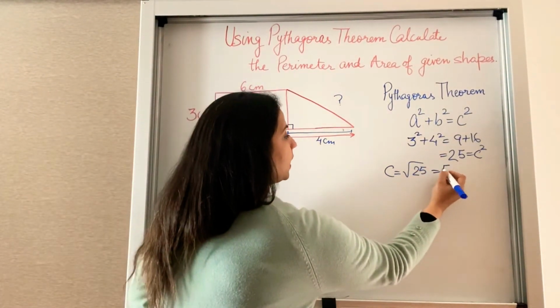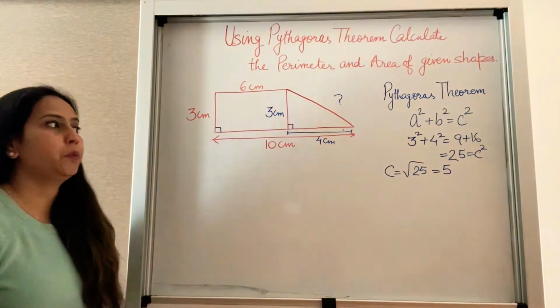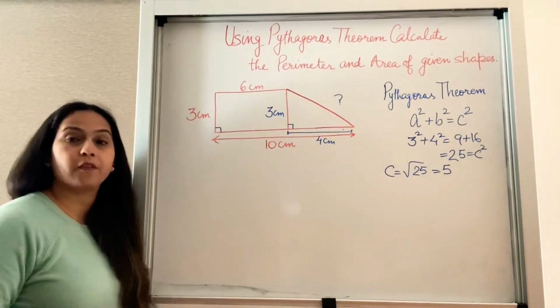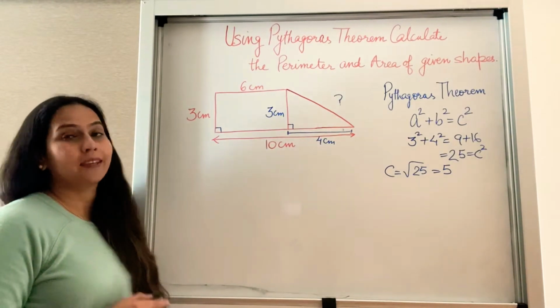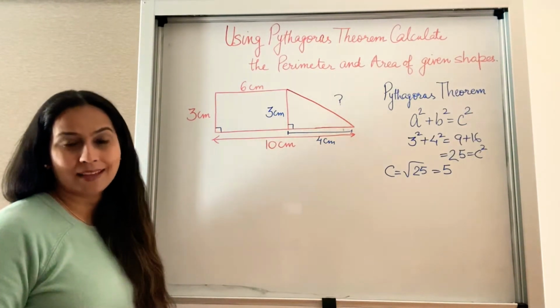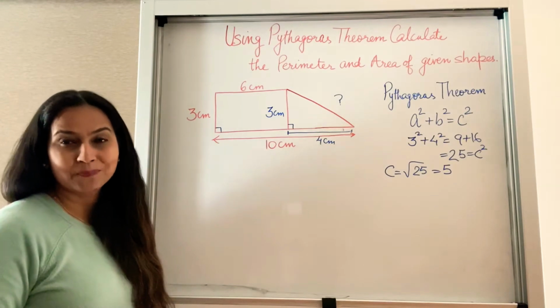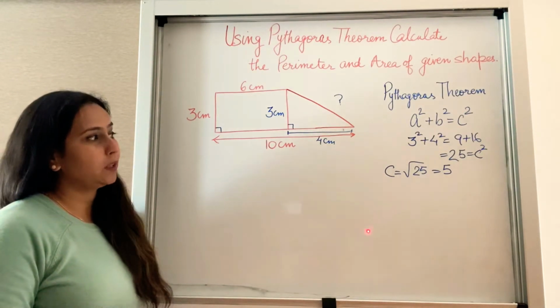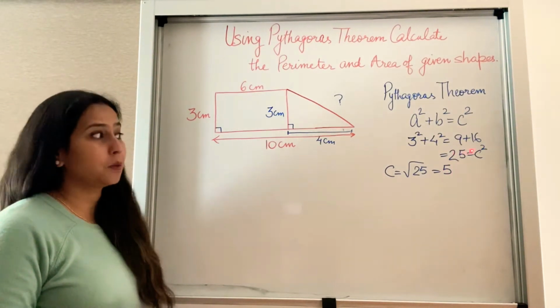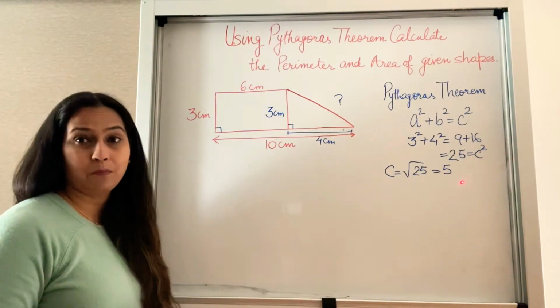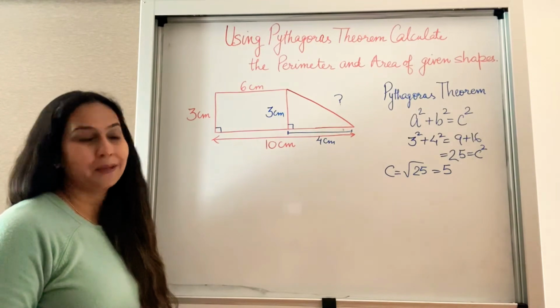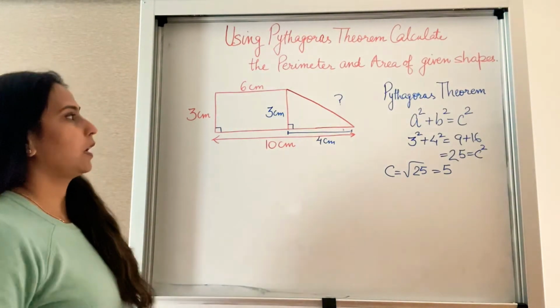Otherwise, we know that when we get rid of a square by taking a square root, the answer is plus and minus both. But because you are considering the length of a side, and the length of a side is a positive number, we will accept only the positive answer, plus 5. But otherwise, if you have an equation C squared equals 25, then C can take both the values plus 5 and minus 5. Alright, coming back to the question now.